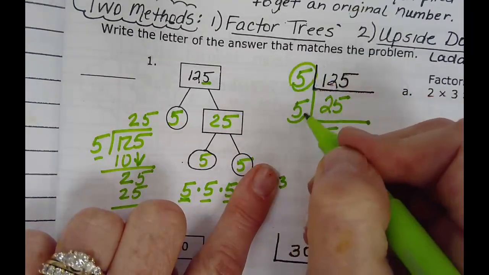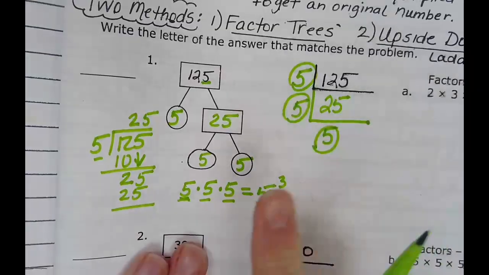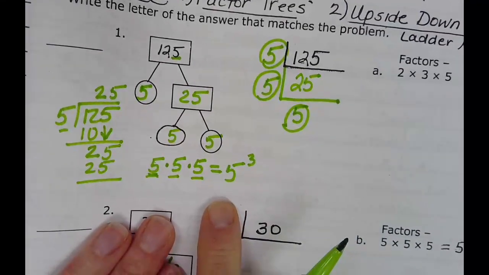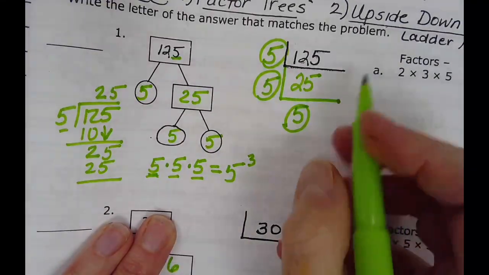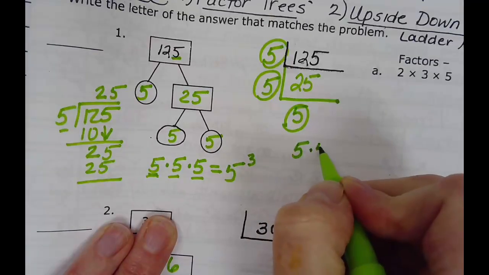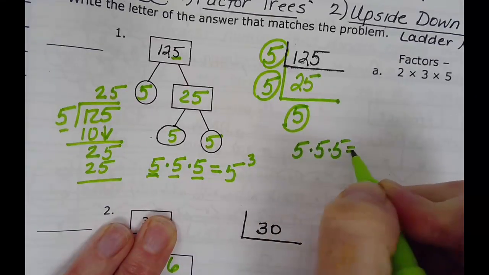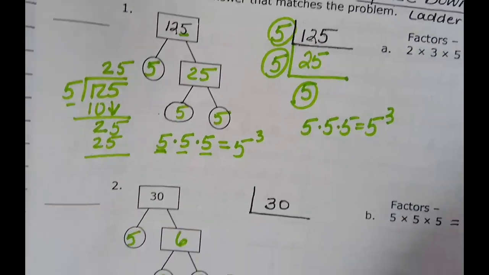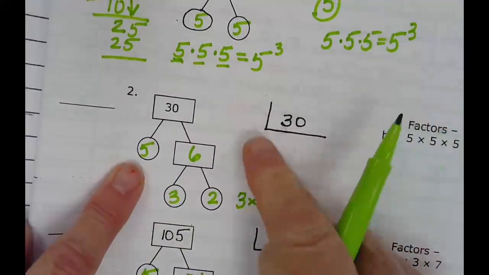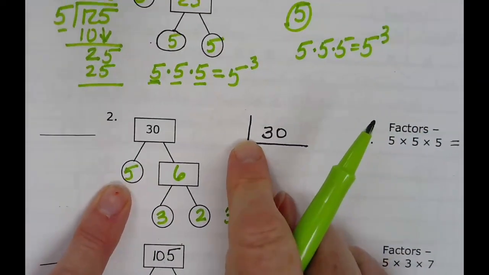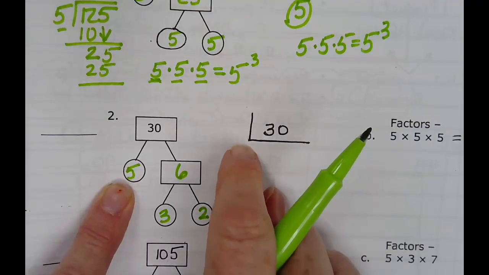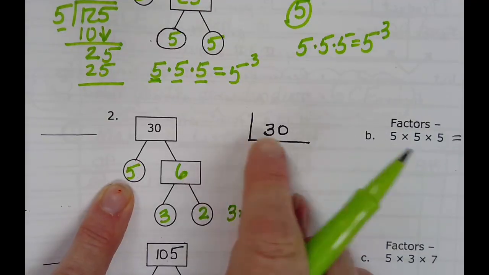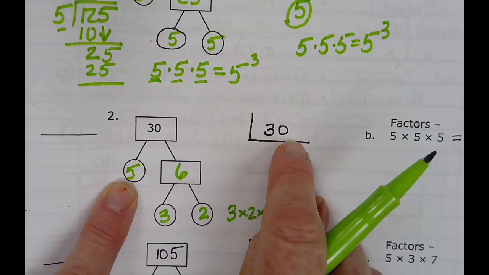Notice, all of these prime numbers are the same as what we ended up with here using upside down division. So it would be 5 times 5 times 5, which is the same as 5 to the 3rd power. All right, for this one we used 5 to get started. Let's use a different number. What's another prime number I can divide into 30 besides the 5?